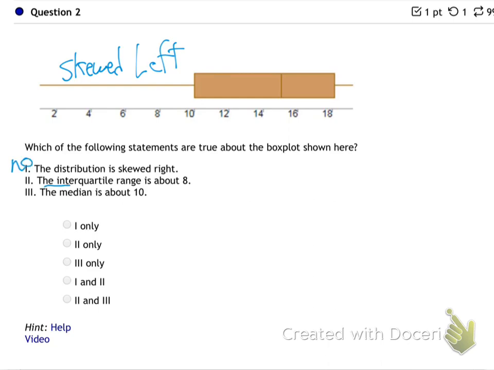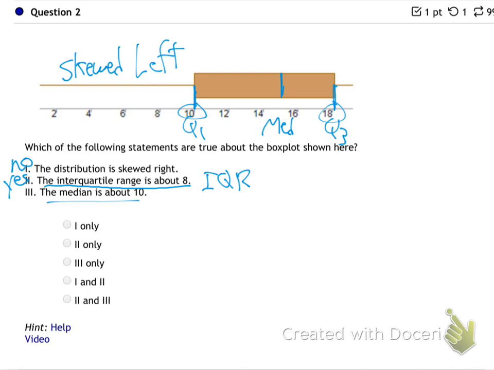How about number 2? The interquartile range is about 8. Is that true? How do you know the interquartile range? What's the IQR again? Yeah, it's the box. It's from here to here. It's between the quartiles, right? This is Q1. This is the median right here. And this is Q3. It's how far from the first quarter to the third quarter, the middle. How far is that from 10 to 18? Yeah, it's about 8. That's a yes.